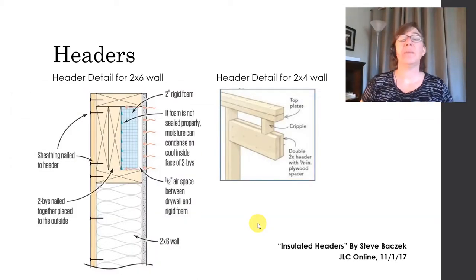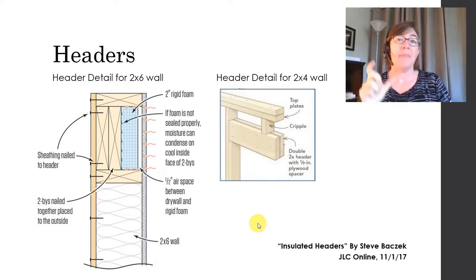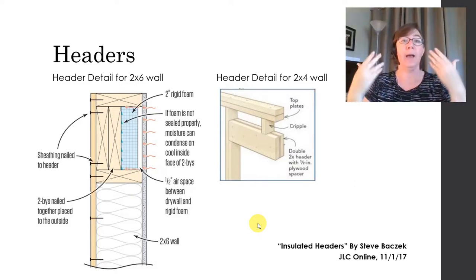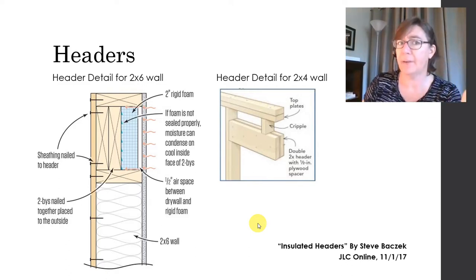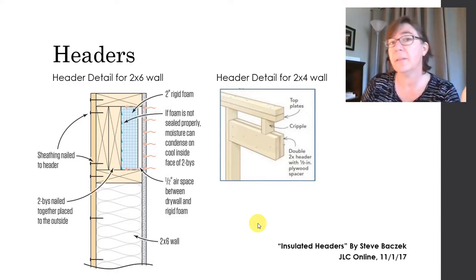So we just talked about a typical header detail for a 2x4 wall, but it turns out that here in California and across the country, most exterior walls are built with 2x6 framing, and that's so that you have a deeper cavity in order to put more insulation. So how do you build a header for a 2x6 wall? It's a slightly more complicated construction.